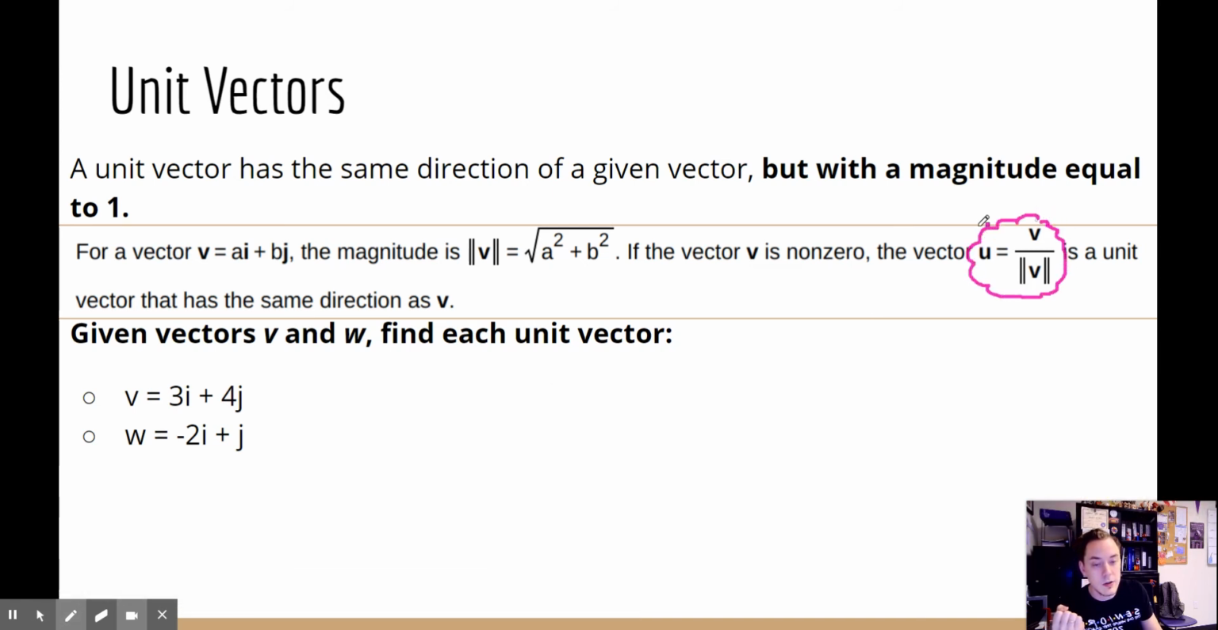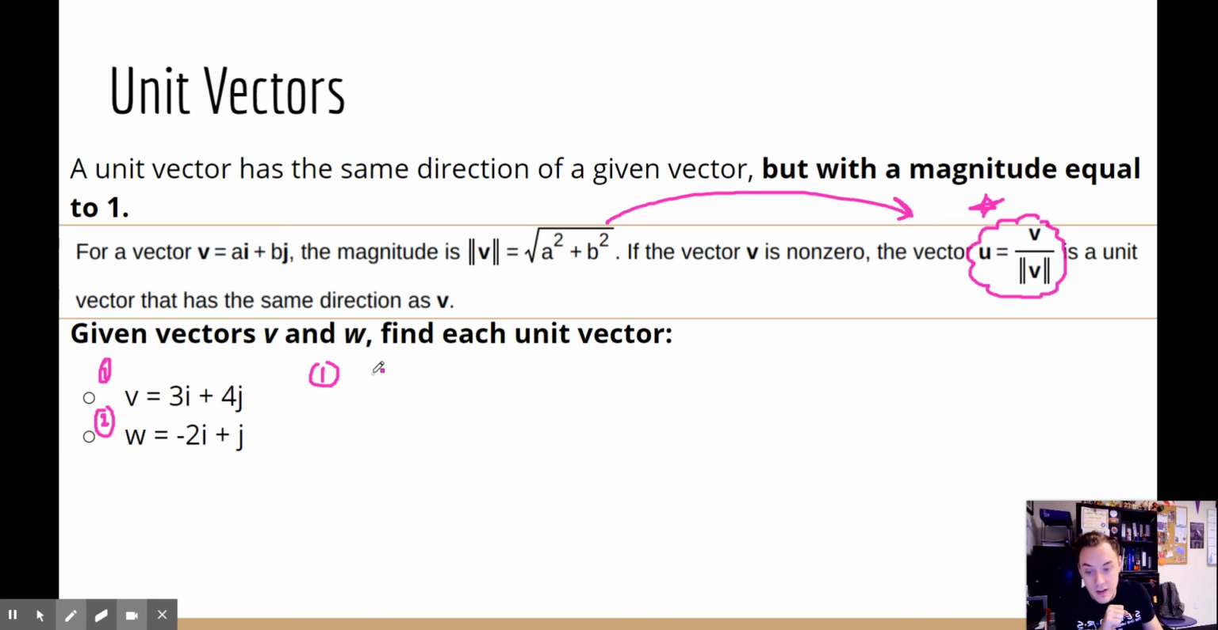I'm not going to get into how I go from here to here. There is a nice little formula of how I go to here, but I'm not going to get into that. But just know that this is my unit vector formula. So let's find the unit vectors. Let's start with 1, and then we'll go to 2. So 1, 3i plus 4j.